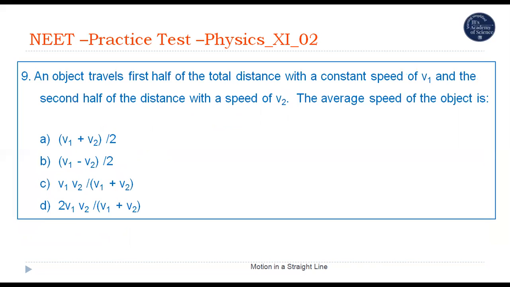Question number 9. An object travels first half of the total distance with a constant speed of v1 and the second half of the distance with a speed of v2. The average speed of the object is: option A, v1 plus v2 divided by 2; B, v1 minus v2 divided by 2; C, v1 v2 divided by v1 plus v2; D, 2v1 v2 divided by v1 plus v2.